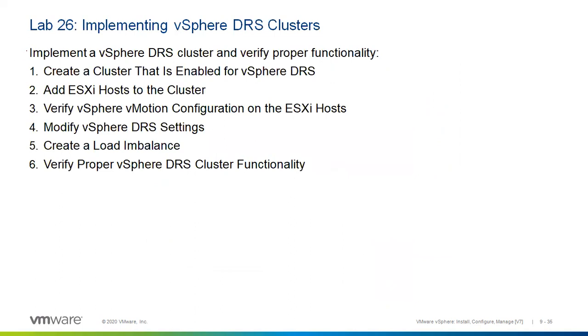So here is some lab. Create a cluster that is enabled for DRS, add ESXi hosts, verify vMotion happens, modify the DRS settings, create a load imbalance. Imbalance means just put some more load on one host, and verify proper cluster DRS functionality. Definitely we are going to do all these labs, but first let us complete the module.